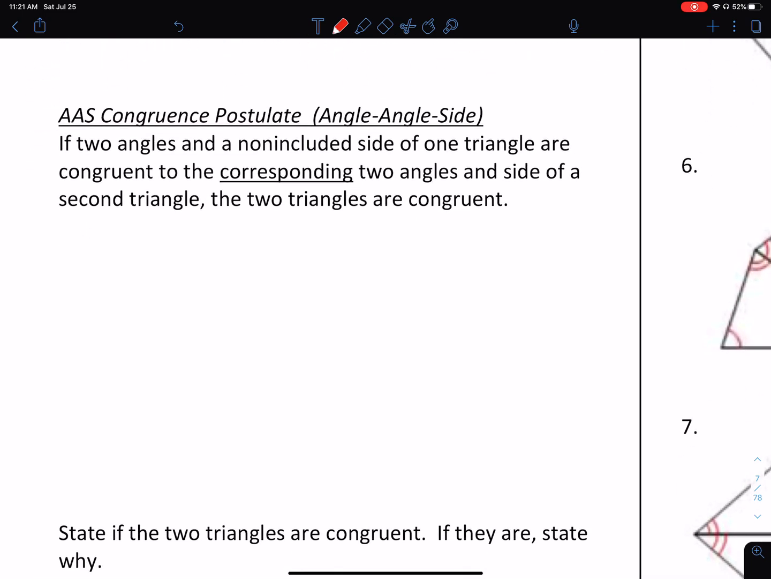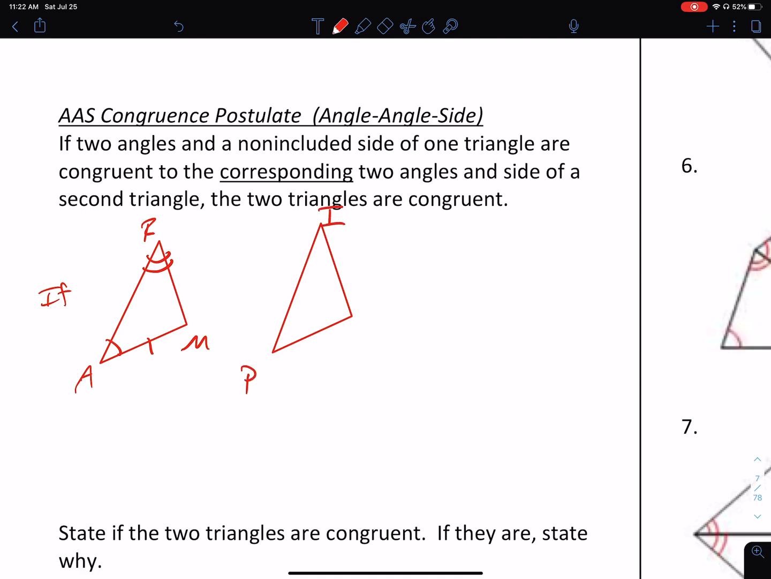Next, we have the angle-angle-side congruence postulate. This one has the word corresponding in it, where the other ones didn't, so this is important. If 2 angles and the non-included side of one triangle, so let's draw this. Two angles, non-included side, are congruent to the corresponding 2 angles and side of a second triangle. Now here's why the corresponding comes into play.